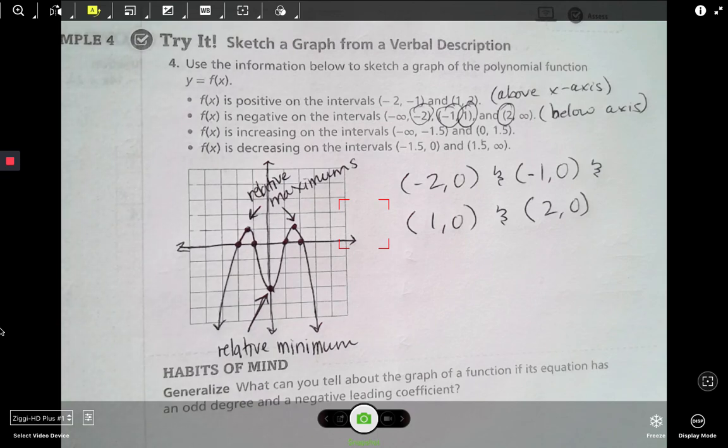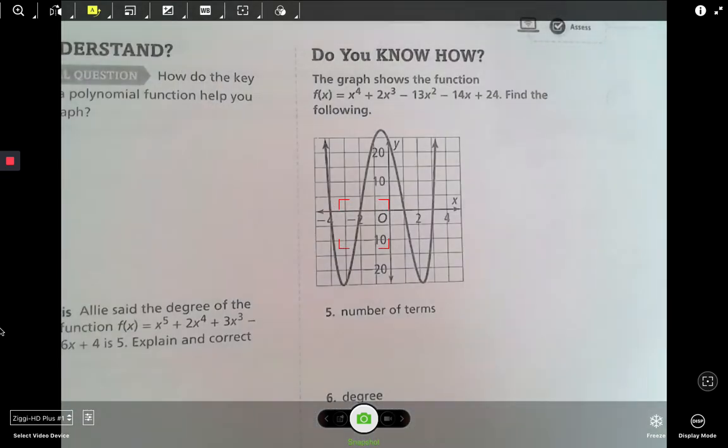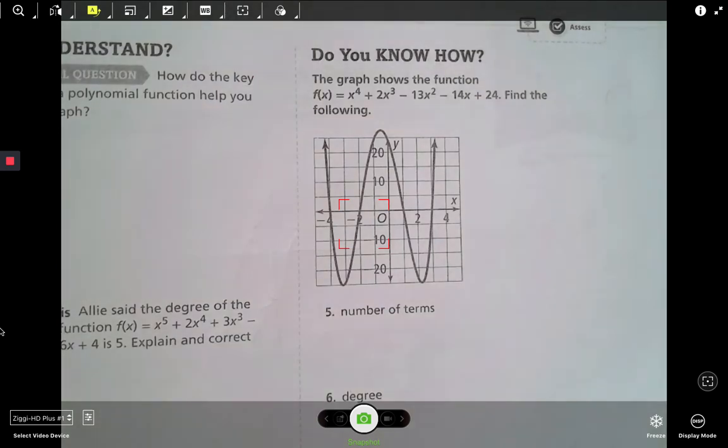I'm going to stop right there today, guys, and I want you to do this. It should be very easy to do if you understand and know how. It's not very hard, okay? And we'll go over that tomorrow.